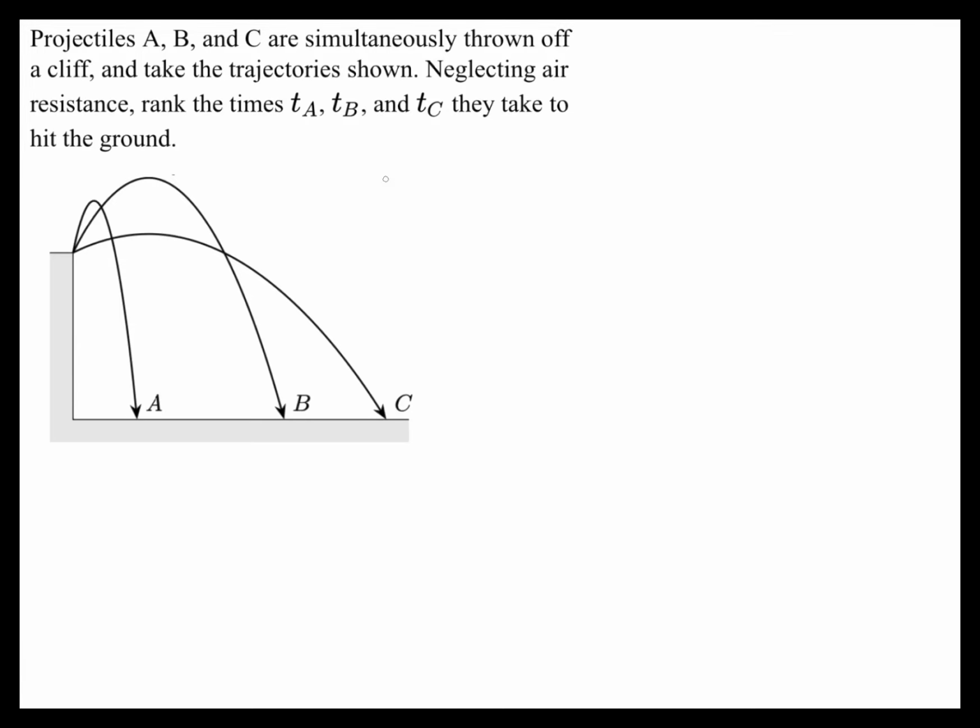Projectiles A, B, and C are simultaneously thrown off a cliff and take the trajectories shown here. Neglecting air resistance, rank the times TA, TB, and TC they take to hit the ground.